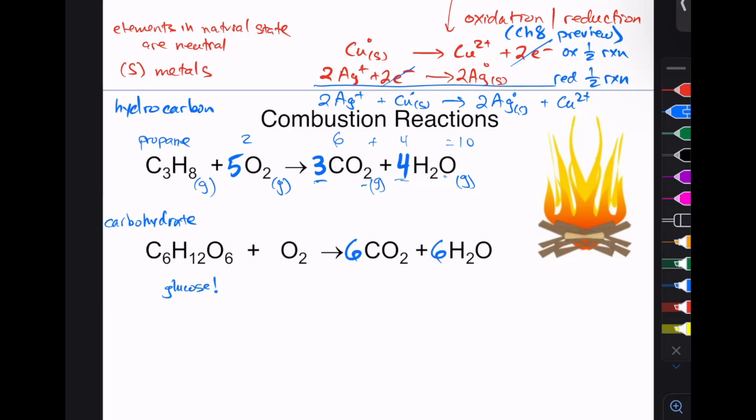So right now, currently, I have 6 oxygens here. No, 6 plus 2 is 8. I have 8 oxygens on the left. Hold on a second. How many oxygens are on the right? 18. Because we have 6 times 2 is 12 plus 6. That's 18 oxygens.